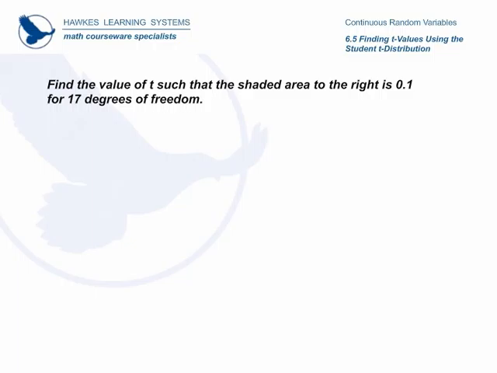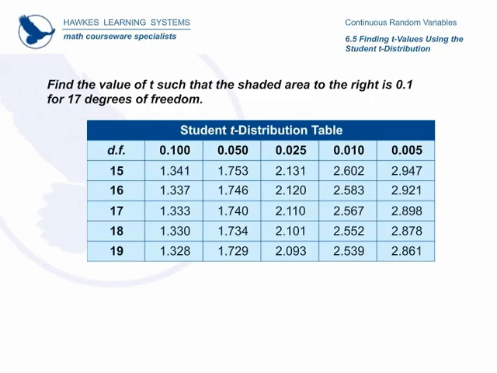For another example, we'll find the value of t such that the shaded area to the right is 0.1 for 17 degrees of freedom. So we take our student t distribution table, and we have our degrees of freedom of 17, and the shaded area to the right is 0.1. And we see that that gives us a value of 1.333. So our t with an alpha of 0.100 equals 1.333.